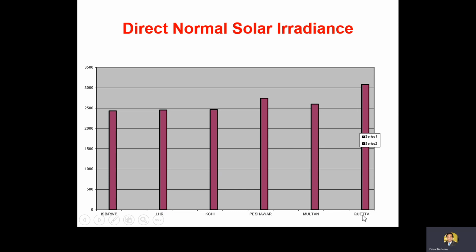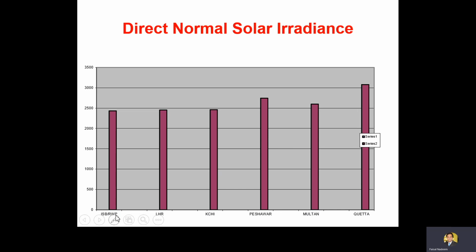So we can see here that in Pakistan, Quetta has the highest direct normal solar irradiance intensity, with a value of above 3000 kilowatt hour per meter square. After Quetta we have Peshawar, and then Multan. After Multan, we have Karachi. After Karachi, we have Lahore, and then Islamabad. This is the data basically compiled for the four provincial capitals and one federal capital.